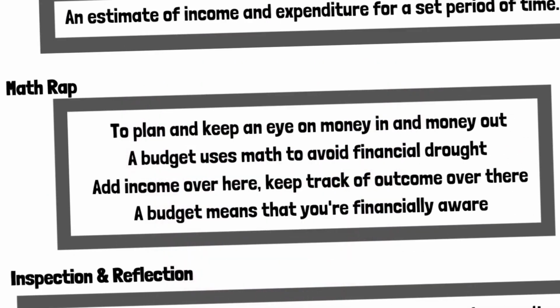Math rap. To plan and keep an eye on money in and money out. A budget uses math to avoid financial drought. Add income over here, keep track of outcome over there. A budget means you're financially aware.